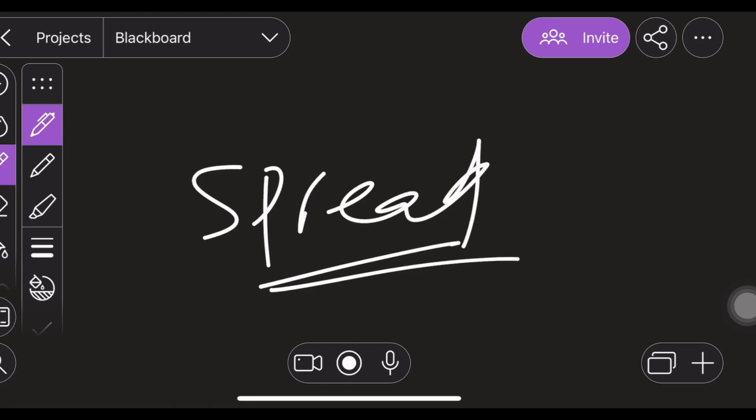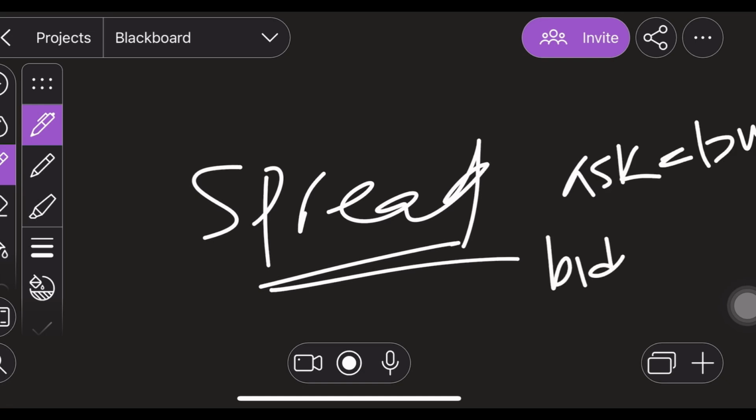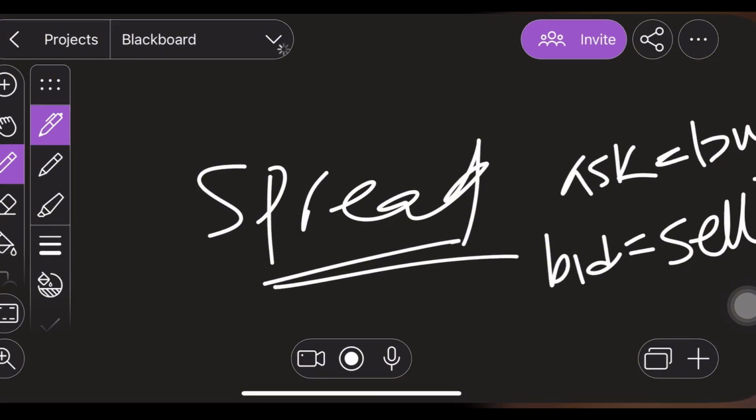So the spread is the difference between the price you buy, which is also known as the ask price, and the price you sell, which is also known as the bid price. So the difference between the ask price, that means the buying price, and the selling price. Let me show you an example.